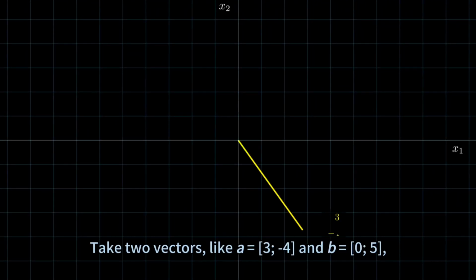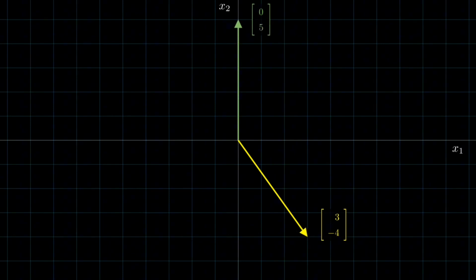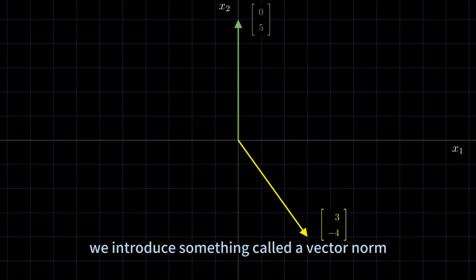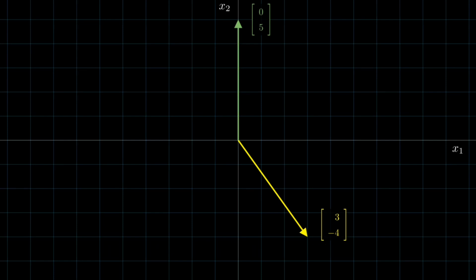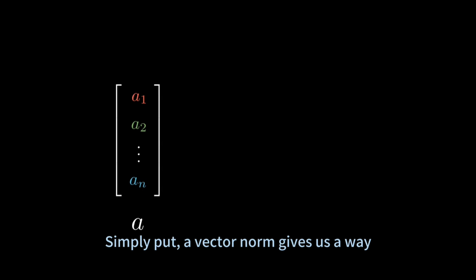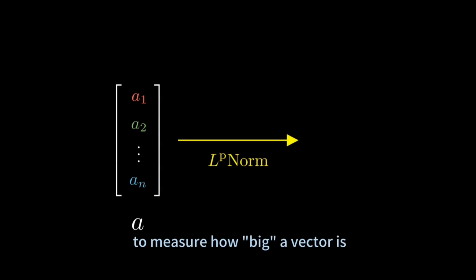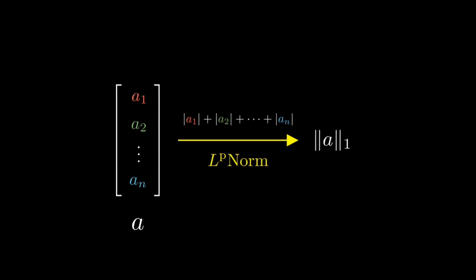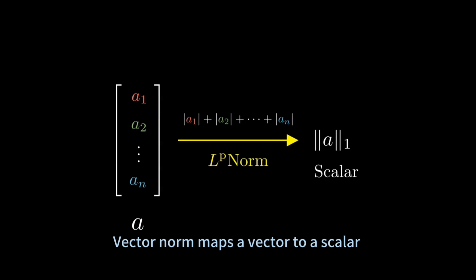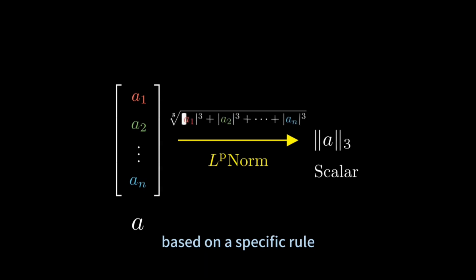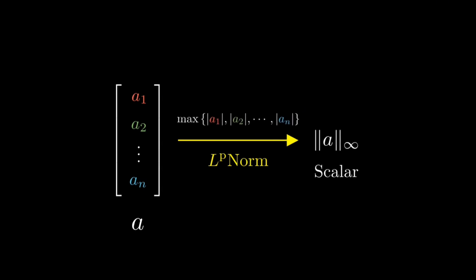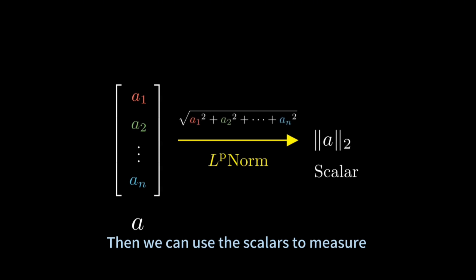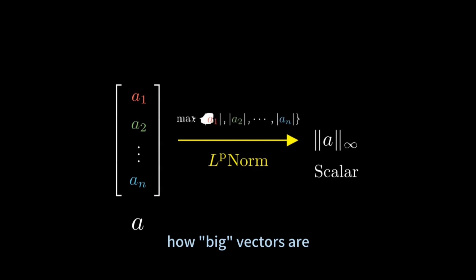Take two vectors like A (3, -4) and B (0, 5). Which one is bigger? To make this comparison possible, we introduce something called a vector norm. Simply put, a vector norm gives us a way to measure how big a vector is. A vector norm maps a vector to a scalar based on a specific rule. Then we can use the scalars to measure how big vectors are.